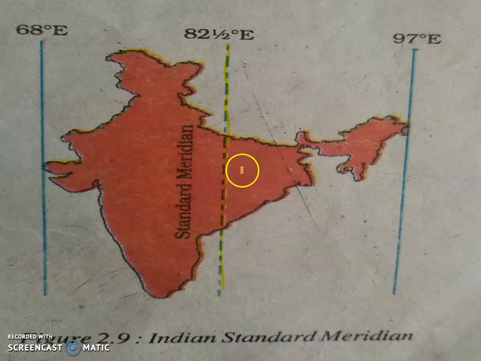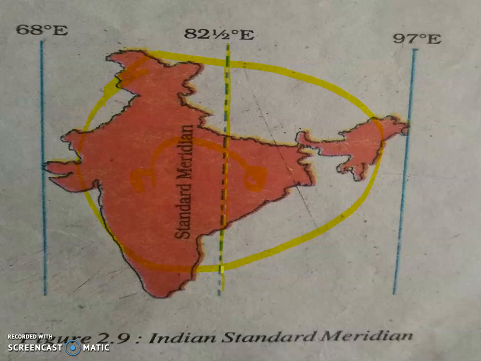Why, children? If someone is staying over here and has to travel in this area, there will be a difference of time. If a person is traveling from here to somewhere near Gujarat or Maharashtra, there will be a huge difference in time. So in one whole country, a single time must be followed. For that reason we have Indian Standard Time. All countries have their standard meridian, and according to that standard meridian, they follow the time.